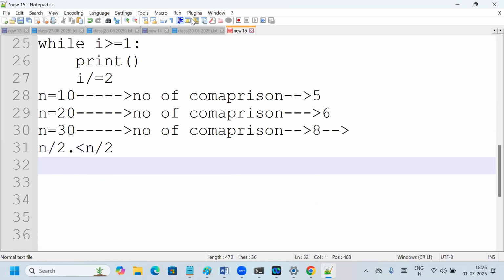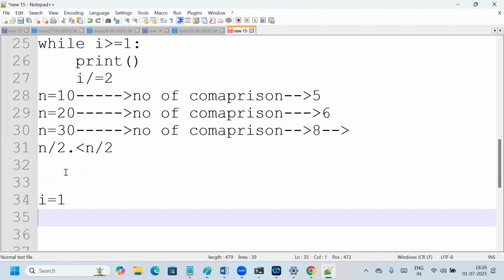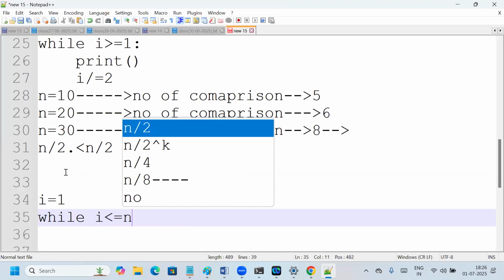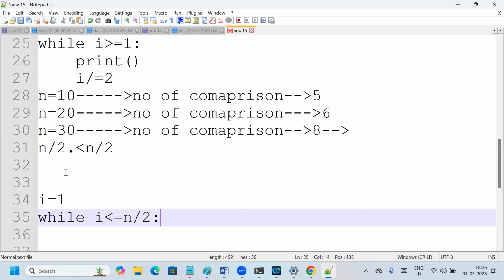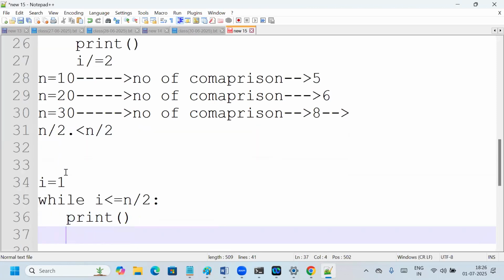Now, what about this one, guys? If I raise the question, what about this one? i equals to... See, guys, blindly don't remember anything. While... don't say log n, okay?